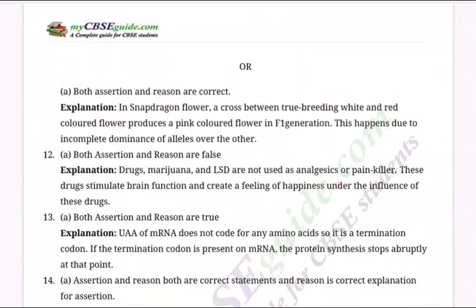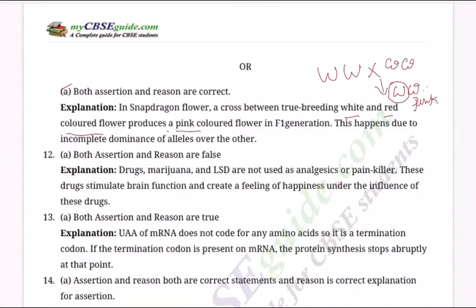Explanation. In snapdragon flower, a cross between true breeding white and red colored flower produces pink color. So capital W versus small w. Okay, so white versus red, you are getting capital W, small w. Right? This happens due to incomplete dominance. So this dominant gene is not expressing fully. That's how this becomes pink flowers. So this happened due to incomplete dominance of alleles over the other. Hence, answer A is correct.